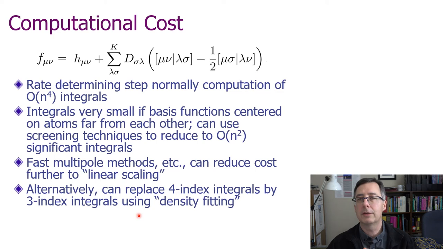One of them is called density fitting, where you say these four index two electron integrals are very tedious to compute and deal with. Even if you compute them, if you don't use them immediately, you've got to store them on disk or in memory, and there's too many to do that. So they're really a pain. You can instead reformulate in terms of some three index quantities, and that's what density fitting does, and that can be very, very convenient.